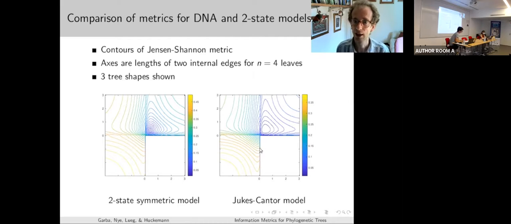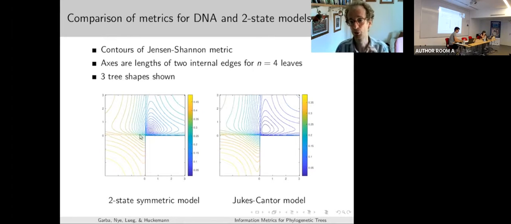Okay, so this slide shows contours of the Jensen-Shannon metric through a slice of tree space for n equals 4 leaves. So what I've drawn here are the contours of distance from a fixed tree. The fixed tree is at the middle of the contours. On the left-hand side, the contours were computed using a 2-state Markov process. On the right-hand side, we've got a 4-state DNA model. And what you can see is that the contours obtained are actually qualitatively quite similar, even though the Markov process has changed from a 2-state to a 4-state Markov process. So this is what I mentioned at the start about robustness of the metrics we obtain with respect to change in the underlying Markov processes.